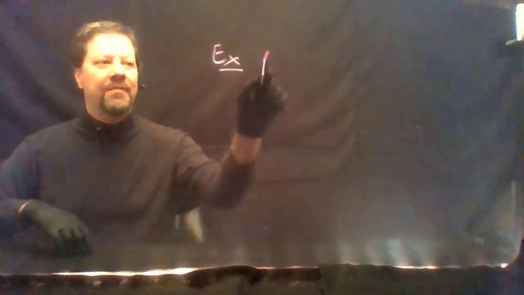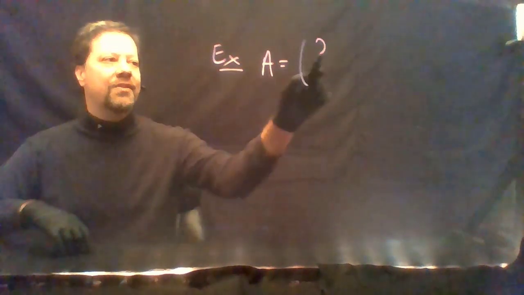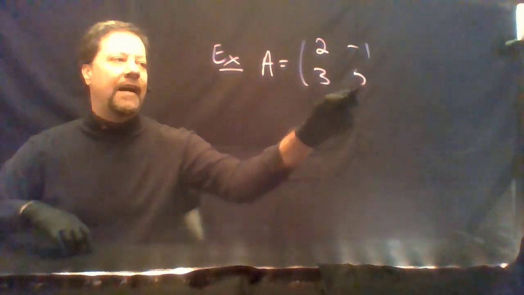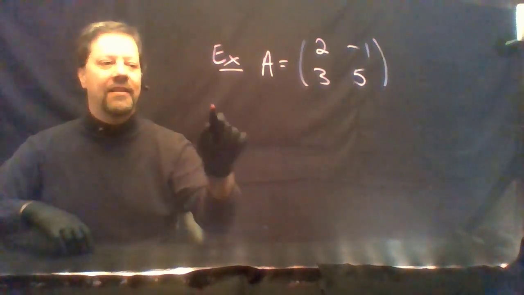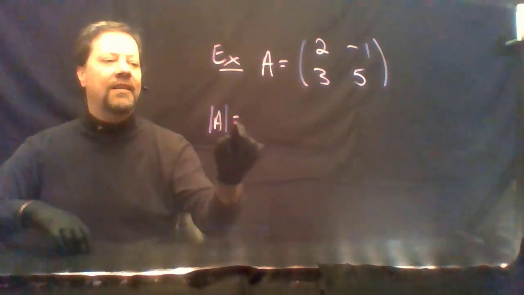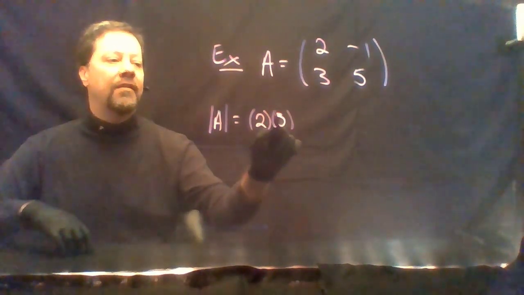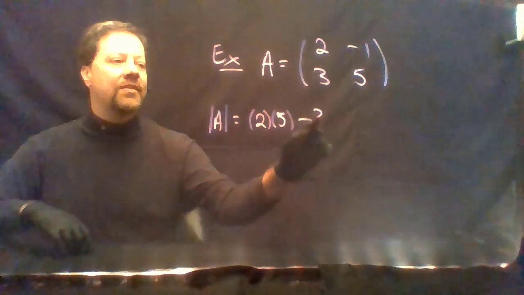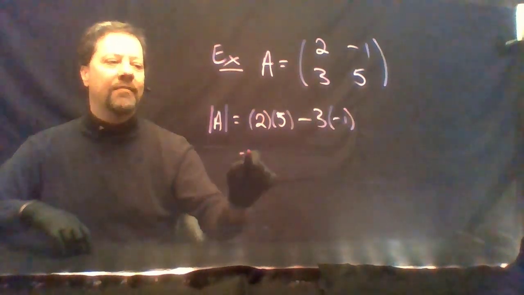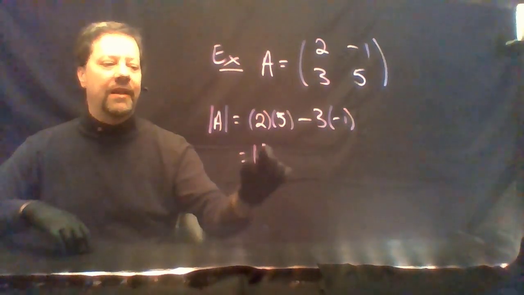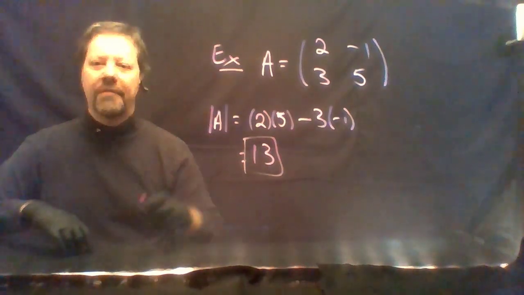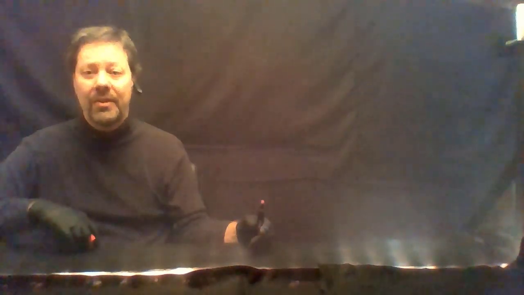For example, suppose A is the matrix 2, -1, 3, 5. Then the determinant of A will be 2 times 5 minus 3 times -1. That's 10 plus 3, or 13. To define the notion of determinant for larger matrices requires a few more definitions.